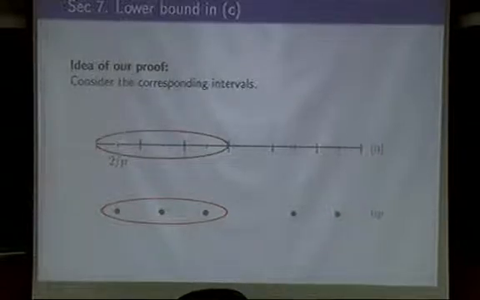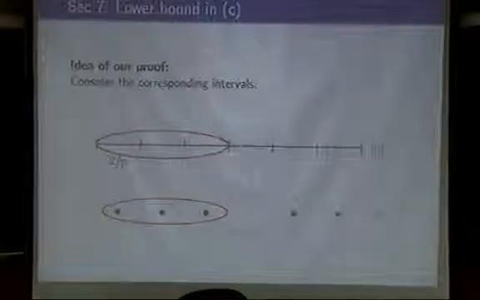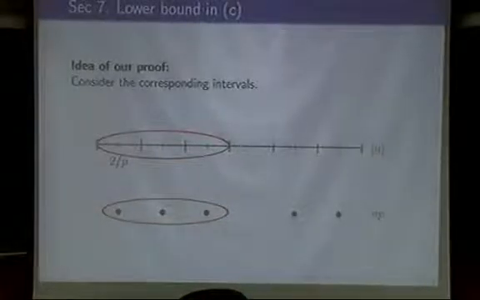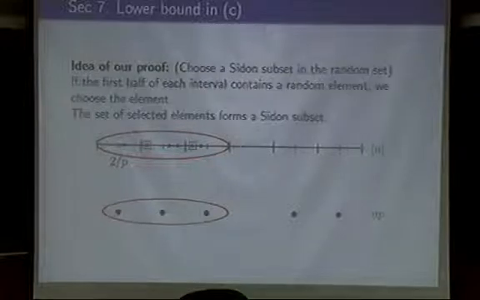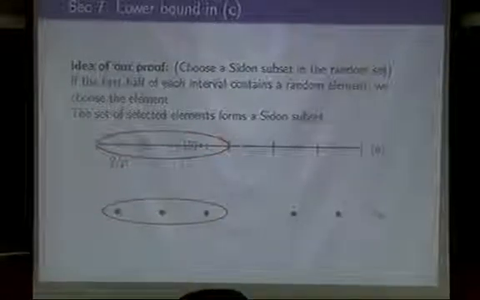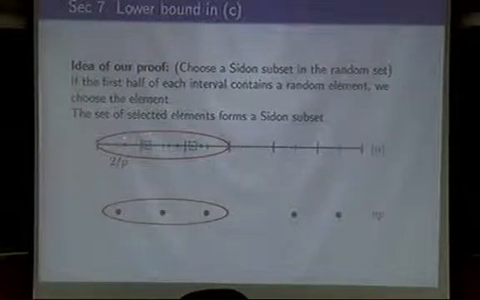So let's say these are the vertices in the red region, and we consider the corresponding intervals. After that, we expose a random set independently with probability p. Now we want to choose a Sidon set in the random set. So if the first half of each interval contains a random element, we choose that element.